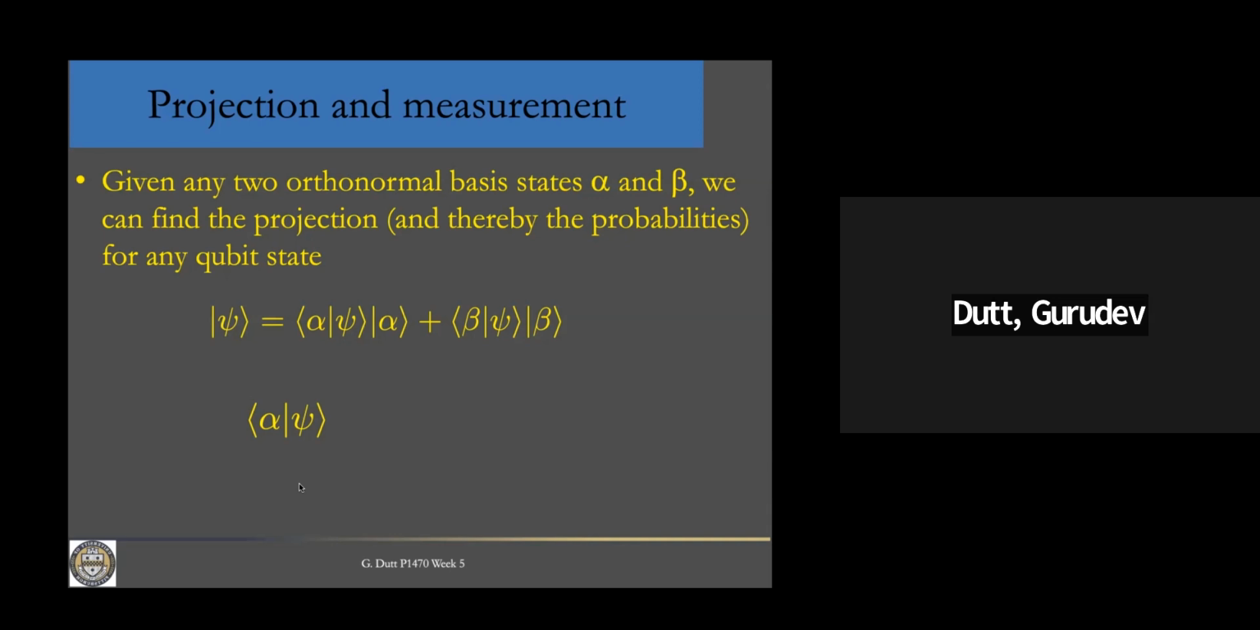And that's just, again, an exact analogy with what we wrote for plus and minus. We write it for some new set, alpha and beta. The only requirement, as you know, is that alpha and beta should be orthonormal.